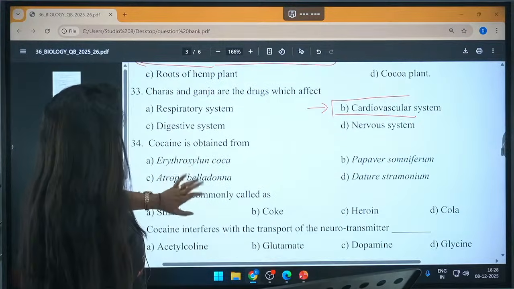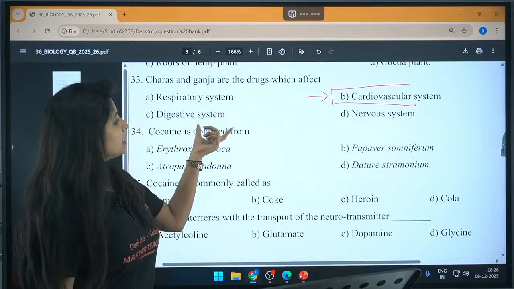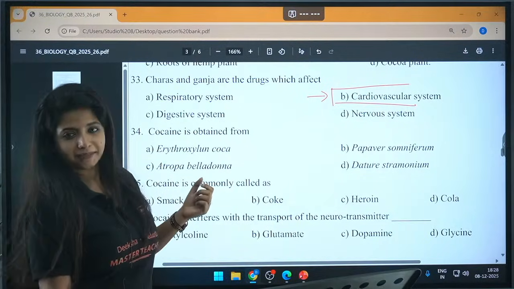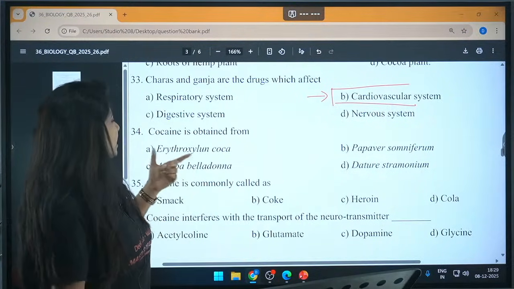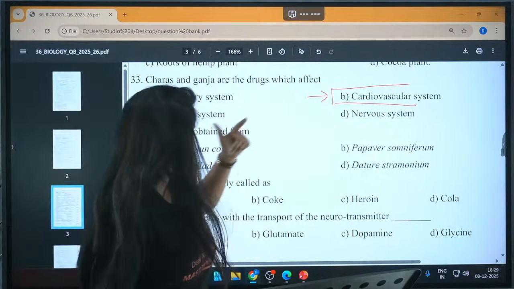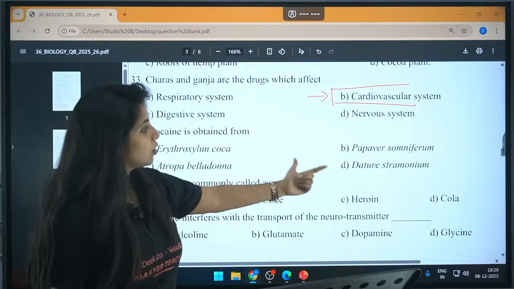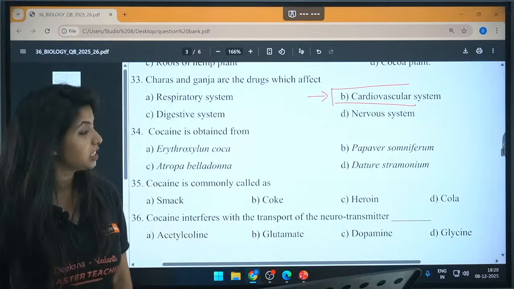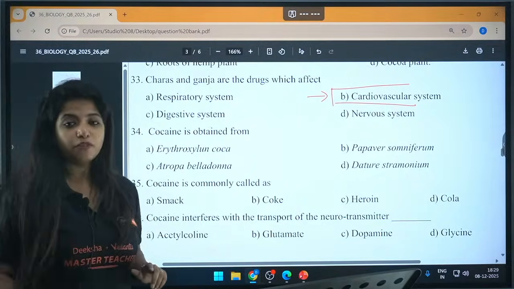Now, going ahead, 34th question. Cocaine is obtained from. Where do you get cocaine from? Ma'am, market. No. From which plant? Erythroxylum coca, Papaver somniferum, Atropa belladonna, or Datura stramonium. What is your answer for this question? Cocaine is obtained from which plant?